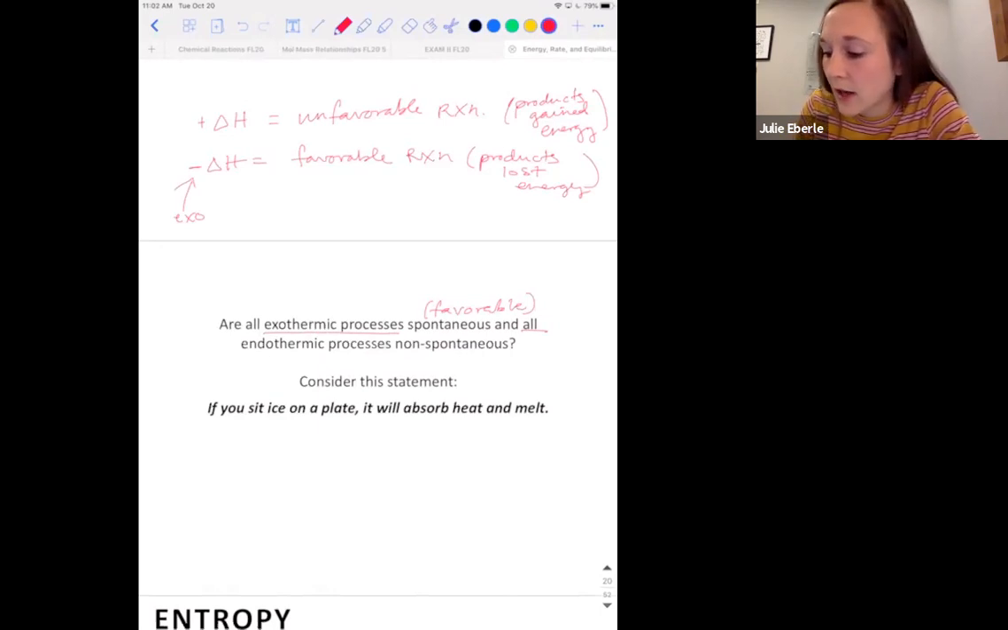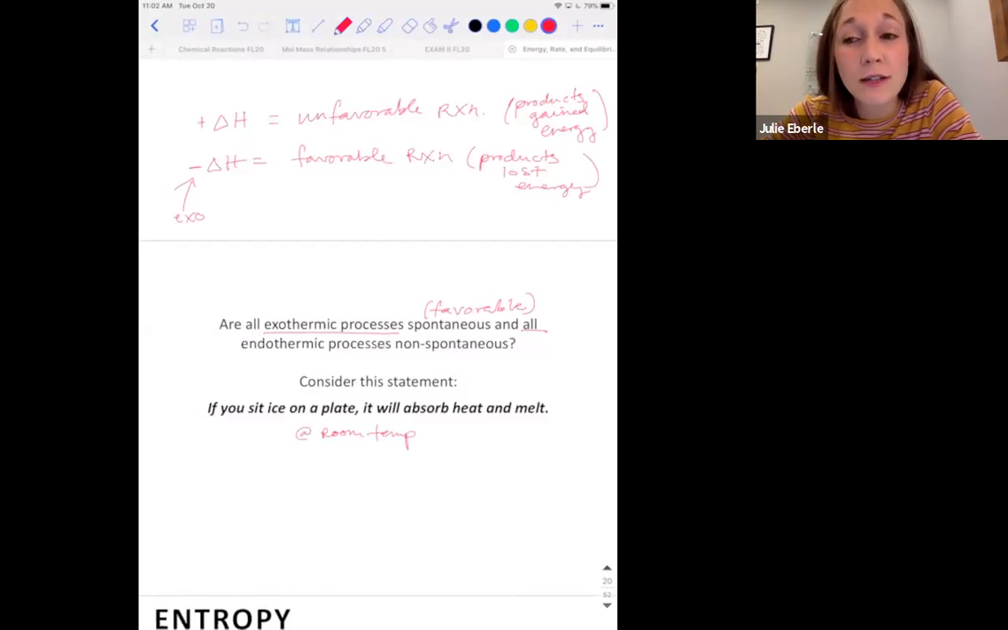If you sit ice on a plate, and I'm going to give you more information here because you're like, well, the plate could be in the freezer, the plate could be in the fridge, the plate could be outside. Let's just say at room temperature. Okay, so we're going to say at room temp. It will absorb heat and melt. You guys agree with that statement? If you take some ice, sit it on a plate, it will absorb heat and melt. So now we need to ask the question, what kind of process is this? Is this exothermic or endothermic?